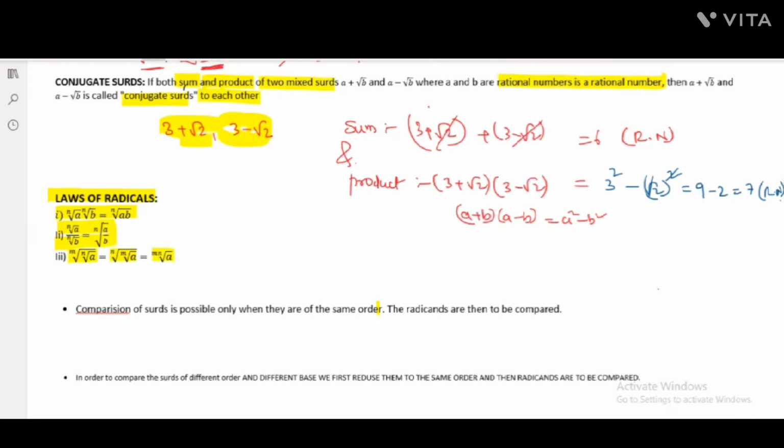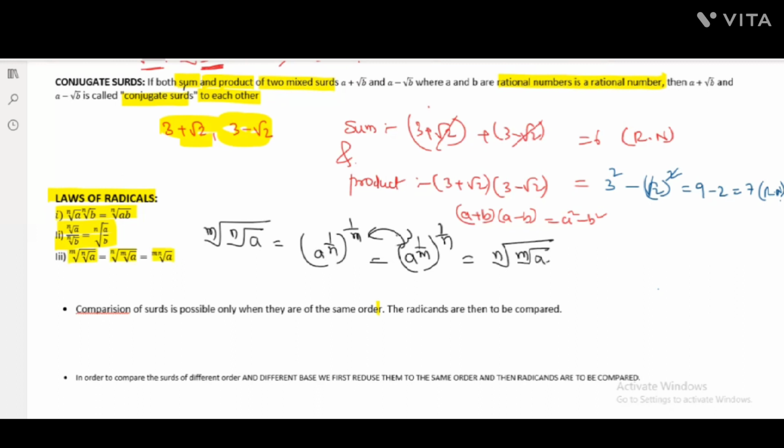How we get this is, see, the nth root of a we can write as a power 1 by n, whole power 1 by m. So we can write this as a power 1 by n whole power 1 by m. Both are the same, that's why this can be written as mth root of nth root of a. Or by using the a power m whole power n formula, we can write this as 1 by m into 1 by n, a power mn, that is a power 1 by mn. So this can also be written as mnth root of a.